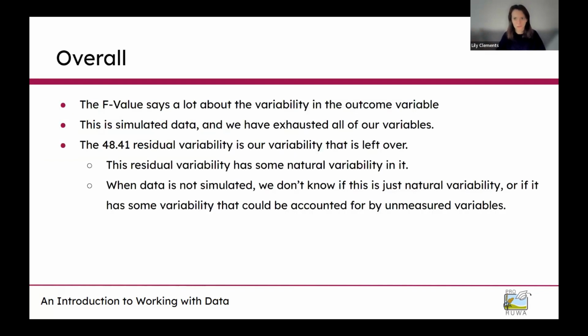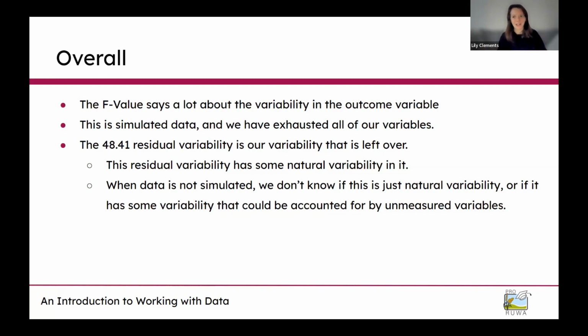So overall, the F value says a lot about variability in the outcome variable. Remember, this is simulated data, and we've exhausted all of our variables. Because the data is simulated, I know how we created our yield. So I know that when we put the 3 in, the remaining variability is our natural variability. We don't usually know this in real life.